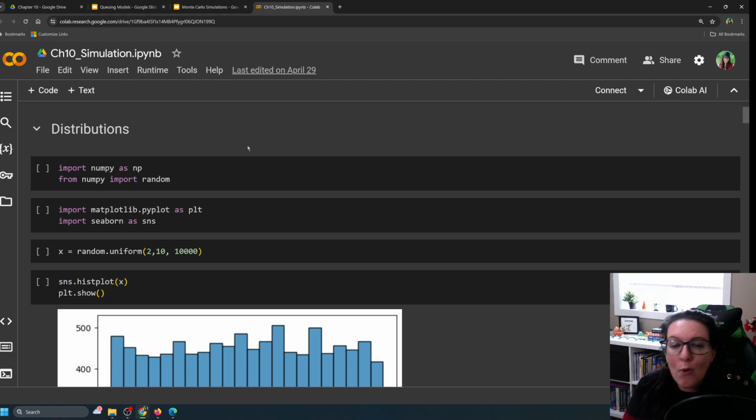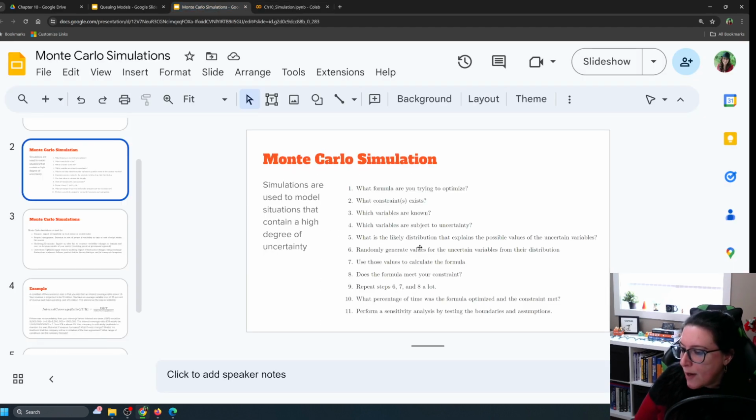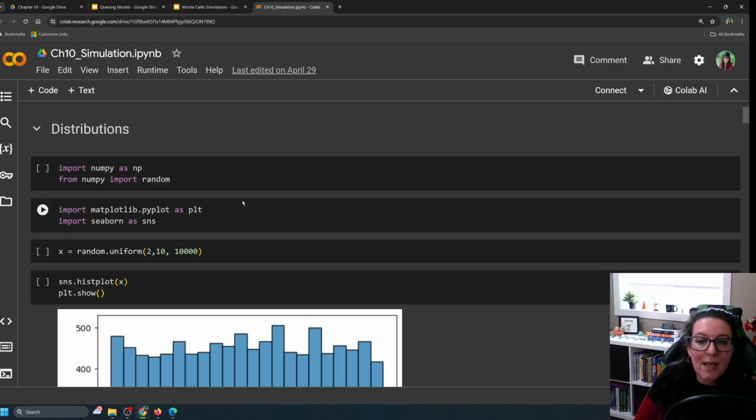So let's import numpy as NP, and from numpy, import random. Because when we do our Monte Carlo simulations, as we discussed in our previous video, one of the steps is we're going to select a distribution and then randomly generate values from that distribution for the variable we're uncertain about. So that's why we need to be familiar with distributions and be able to randomly generate some data.